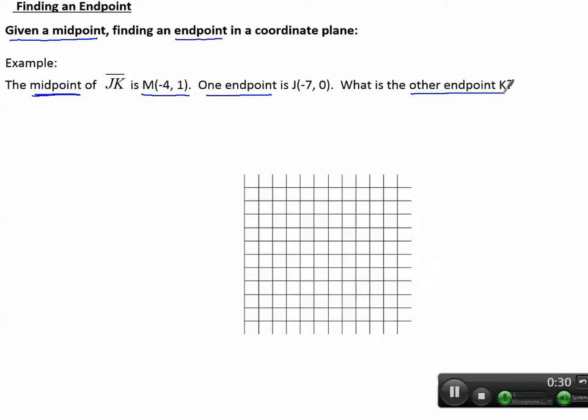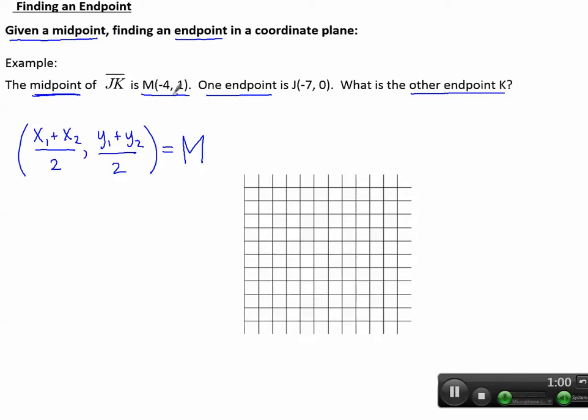As usual, there's more than one way to do this. I'm going to start by recalling the midpoint formula. Remember that our midpoint formula is x sub 1 plus x sub 2 divided by 2 and y sub 1 plus y sub 2 divided by 2. This gives us capital M, the midpoint. We can use our formula to find the missing endpoint.